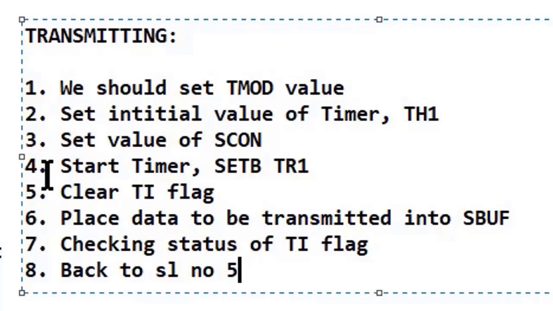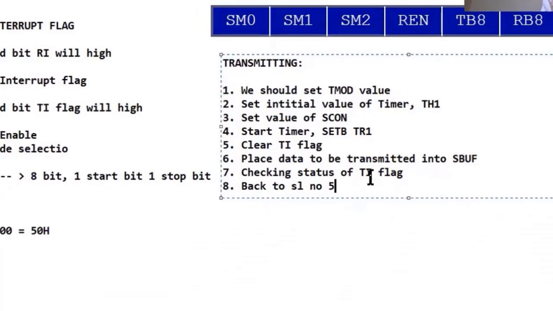So it will again come to here, serial number 5, it will clear the TI flag. Again new data will be placed into the SBUF and it will wait and it will check the TI flag, and TI flag check করবে যতক্ষণ না পর্যন্ত TI flag হাই হচ্ছে। যে মুহূর্তে TI flag হাই হলো সেই মুহূর্তে ডেটাটা ফুল ট্রান্সমিট হয়ে গেল। So this is the normal procedure.